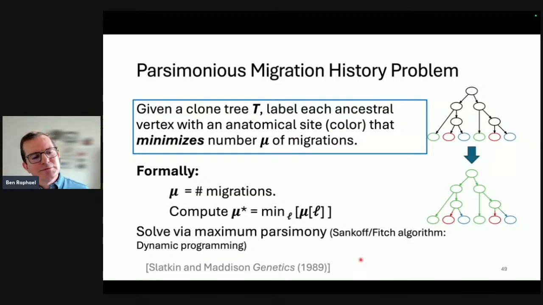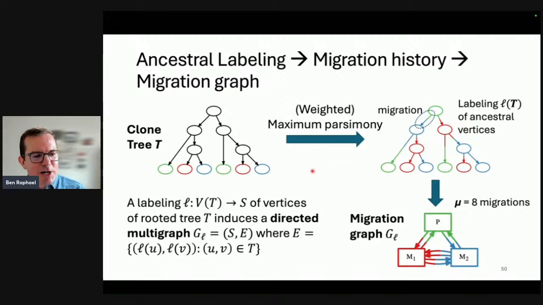But now, from the cancer context, we actually care a lot more about what these migrations were. What was the structure of them? Was it reseeding? Was it polyclonal? We don't just care about the minimum number. So if we want to answer that question, we can look more in detail.